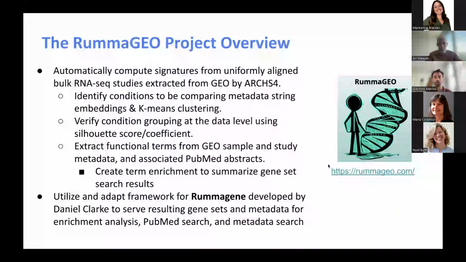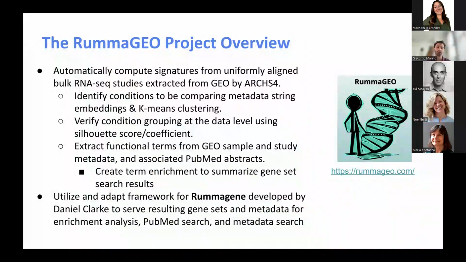So just to begin with an overview of the project, the main goal of this project was to automatically compute signatures from uniformly aligned bulk RNA-seq studies extracted from GEO by our resource ARCHS4. And we do this by identifying conditions using metadata string embeddings and then k-means clustering. We can also verify our sample partitioning at the data level using a silhouette score. And additionally, we can extract functional terms from the GEO sample and study metadata, as well as associated abstracts and summaries.